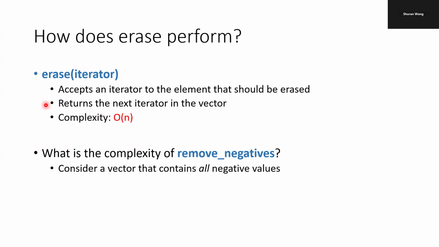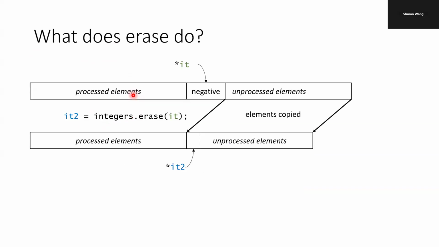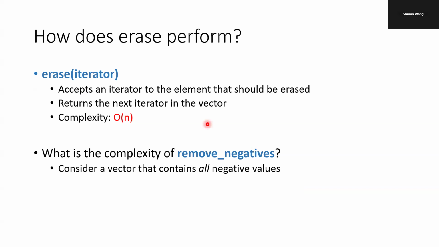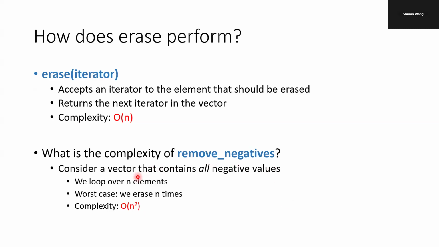Then let's count. With this in mind, what is the complexity of the remove negatives function? Can anyone tell me? We know the erase has a complexity of O(n). Yeah, O(n) squared. Yeah, because the remove negatives has an O(n) to go through the loop and O(n) to do the erase. So consider a vector that contains all negative values. In the worst case, we'll need to do O(n) squared.